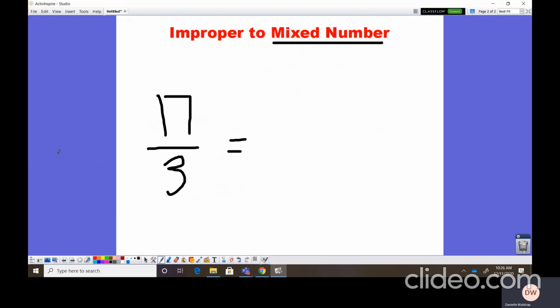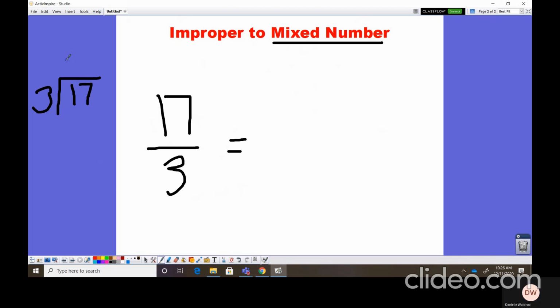I'm going to come over here, and I'm going to show you a long division. I'm going to set up a long division because this is what this really means. 17 divided by 3. That's what this is. Remember, you can write a division problem by using a fraction. So I'm going to set it up as a long division problem, and I'm going to say 17 divided by 3.